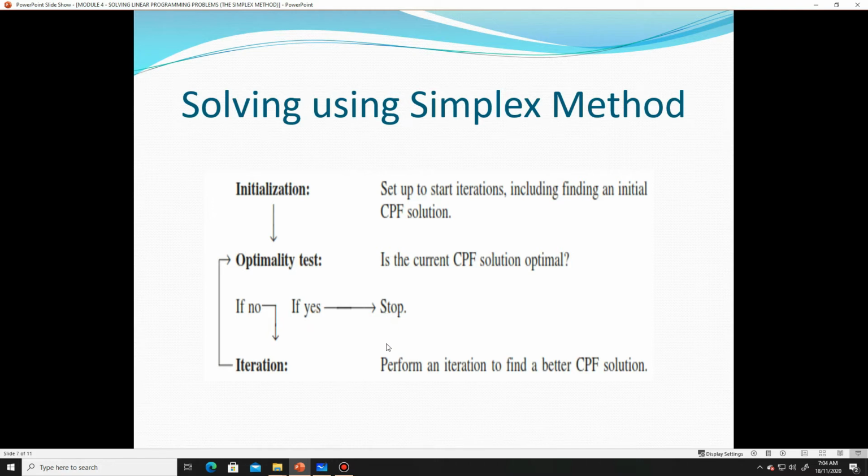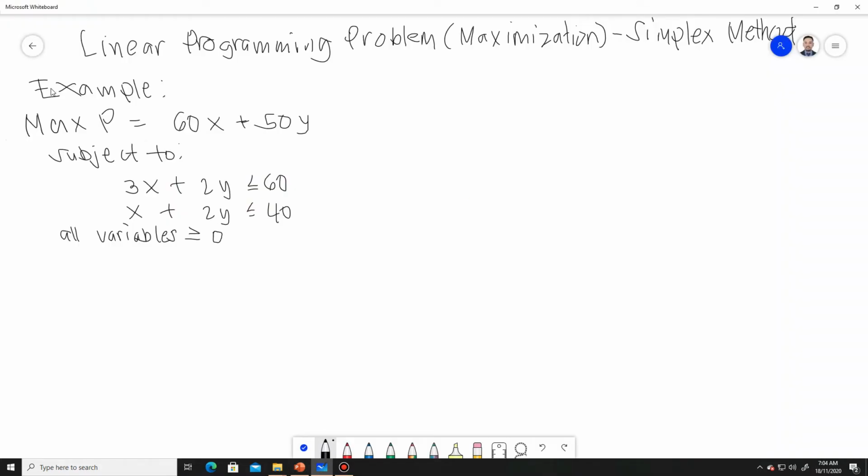Okay? So, let's start. This is our problem. Max P equals 60x plus 50y subject to two constraints: 3x plus 2y less than or equal to 60 and x plus 2y less than or equal to 40, where all variables are greater than or equal to 0. So, the first step is initialization. What we will do is transform these equations into augmented form. When we say augmented form, we will include slacks or surplus, and then we change the sign to equals. So, let's start.